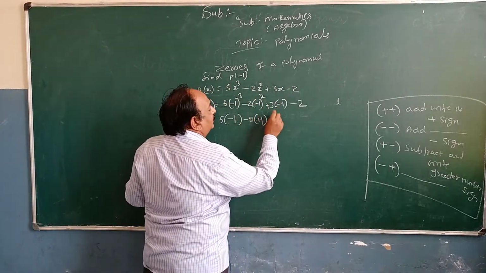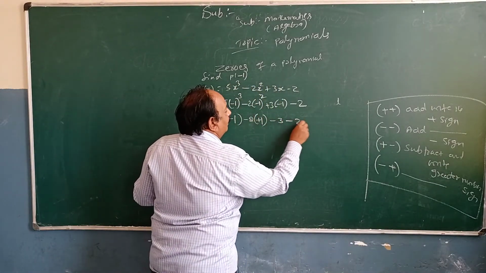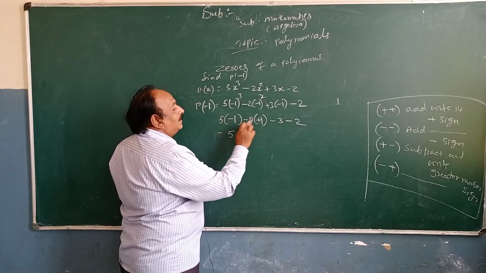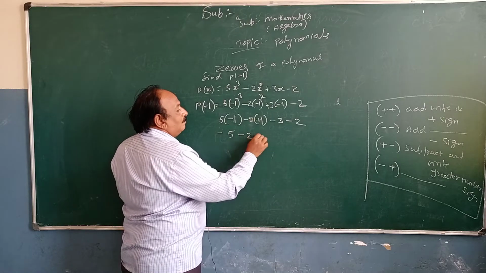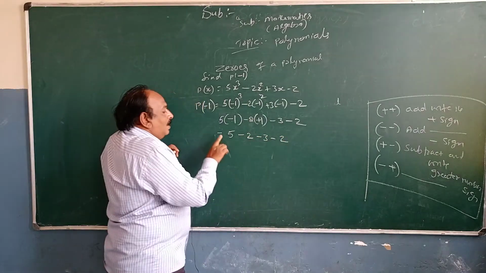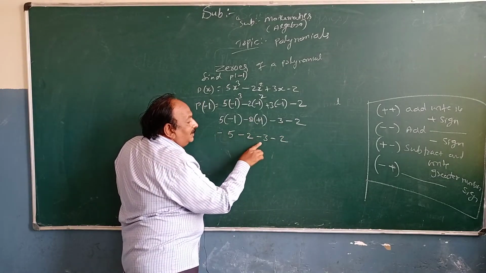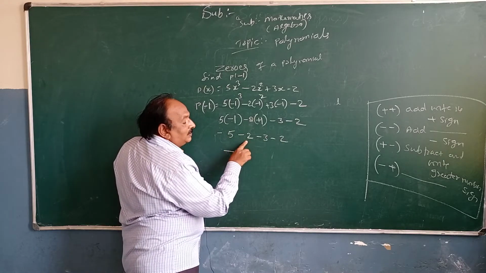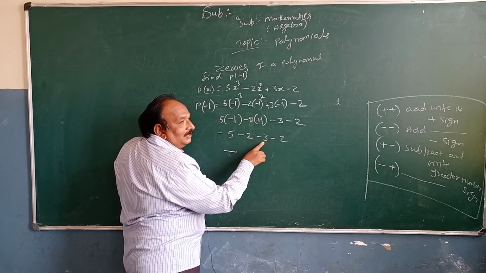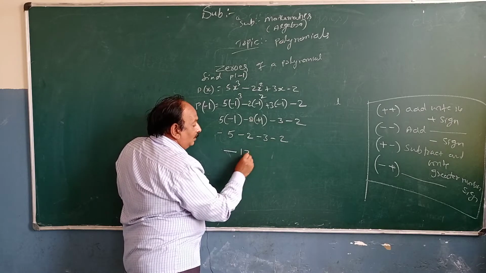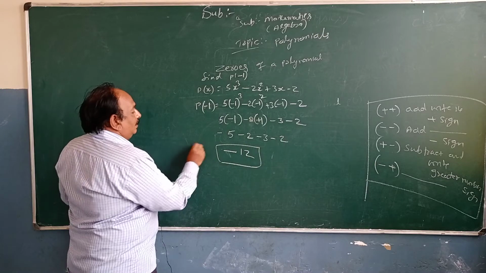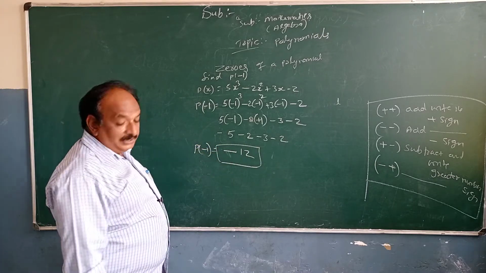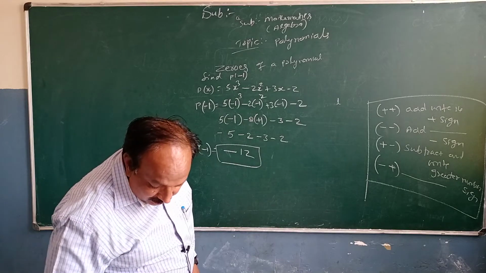So, plus into minus, minus. 3 ones are 3, minus 2. Minus 5, minus 2, minus 3, minus 2. So the total sign is minus. 5 plus 2, 7. 7 plus 3, 10. 10 plus 2, 12. What is the value? Minus 12. P of minus 1 is minus 12.